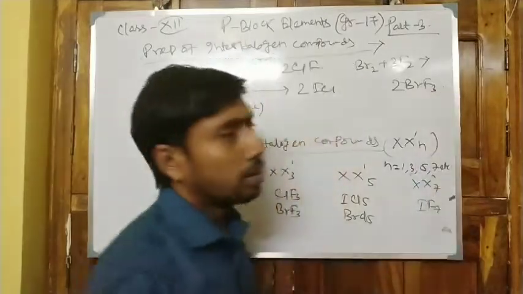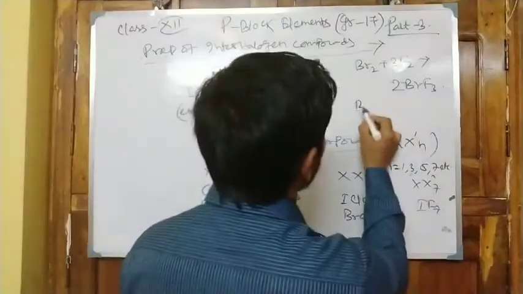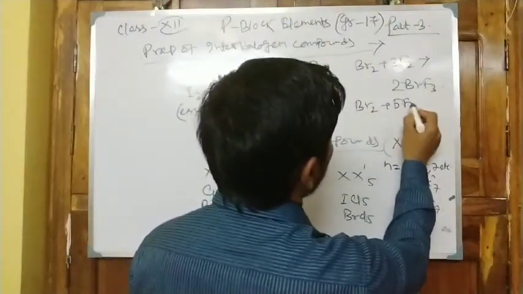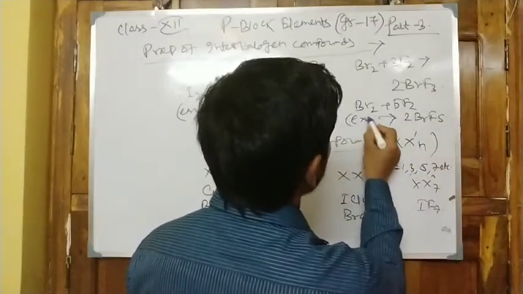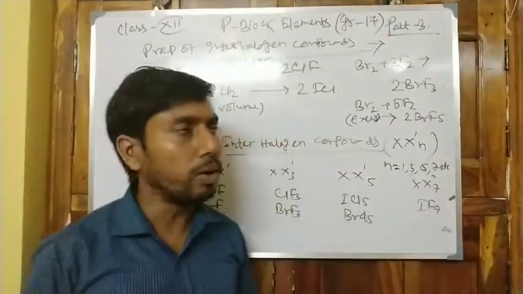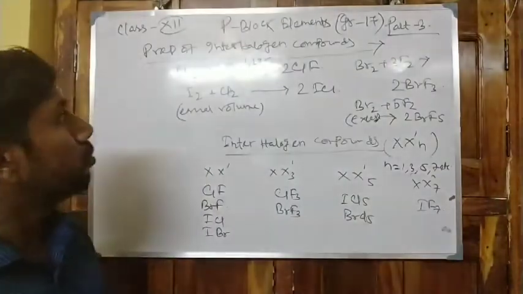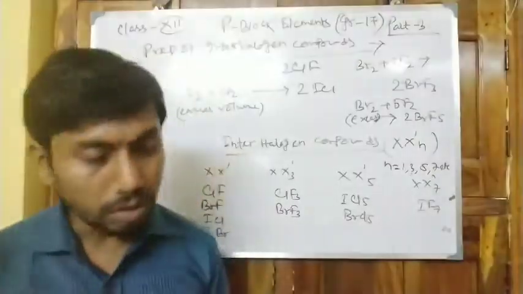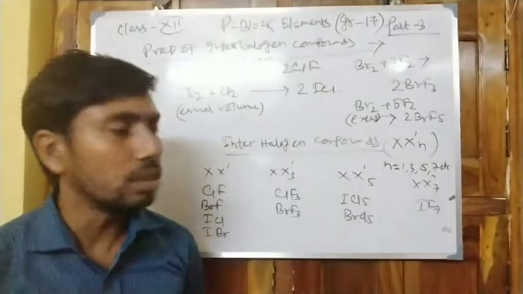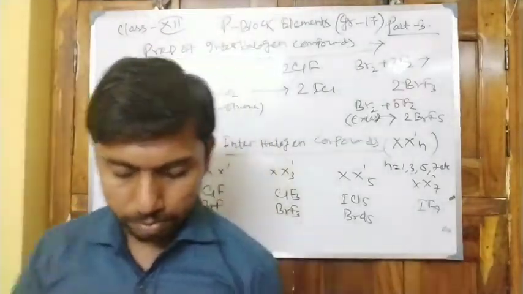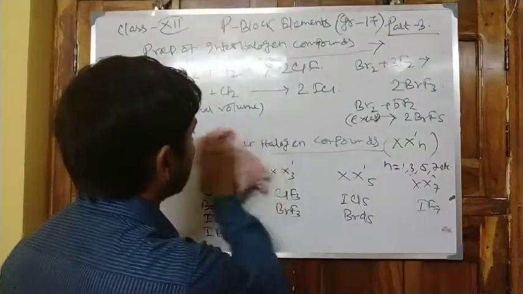Br2 plus 3F2 gives 2BrF3, and Br2 plus 5F2 forms 2BrF5. Here excess fluorine is required for the reaction. So these are some of the reactions to form interhalogen compounds. They react directly, one halogen with another halogen, but the reaction condition may be heat or the volume. Next one, shape of the interhalogen compounds.